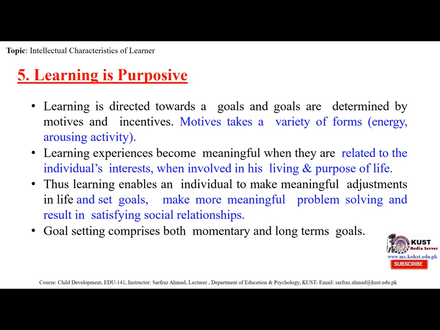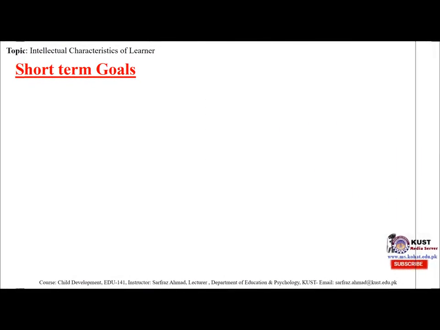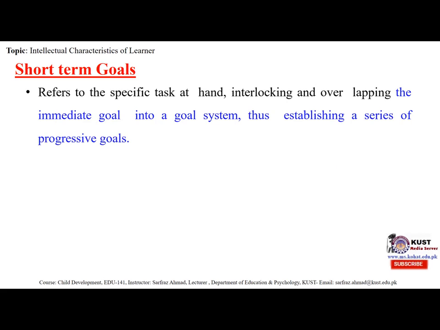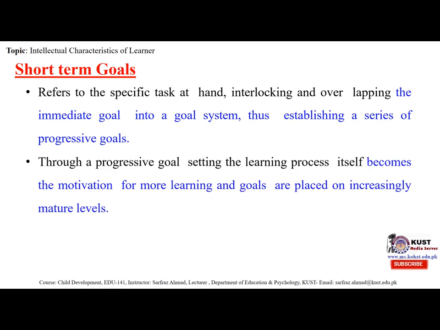Goal setting comprises both momentary and long term goals. So remember that the goal setting should always be in a proper and befitting manner. Then there are short term goals. This refers to the specific task at hand, interlocking and overlapping the immediate goal into goal systems, thus establishing a series of progressive goals. Through progressive goal setting, the learner's process itself becomes the motivation for more learning, and goals are placed on an increasingly matured level.